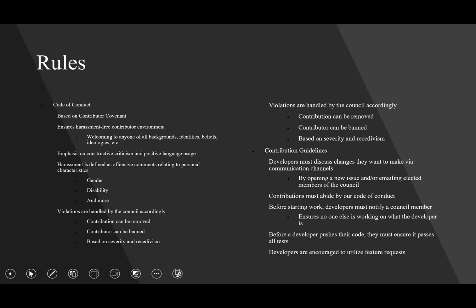To contribute to the project, developers discuss the proposed changes via existing channels. They must also notify a council member of their plans, ensure their code passes all the tests, and use feature requests to avoid implementation conflicts. Contributors must also adhere to the code of conduct, and this process ensures smooth collaboration and conflict-free implementation.